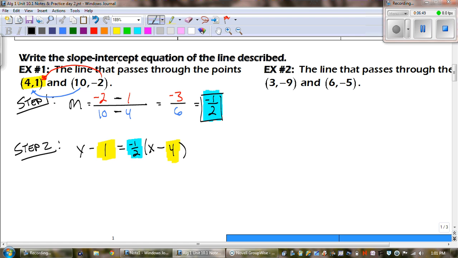And now we solve. So the first thing that we would have to do is to distribute. So we have y minus 1 equals negative 1/2 times x is negative 1/2 x. A negative times a negative is a positive, and half of 4 is 2. Okay, we're not done yet because the y is not by itself, so we have to add 1 to both sides. And then our final equation is y equals negative 1/2 x plus 3.